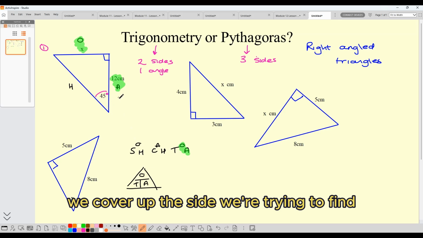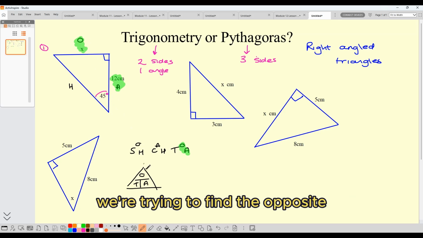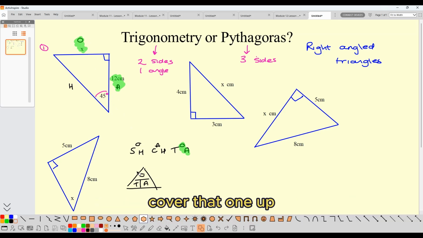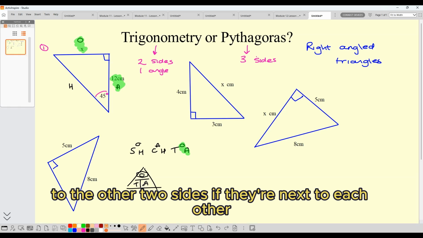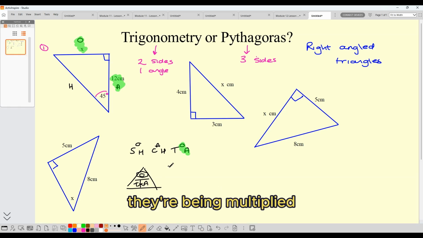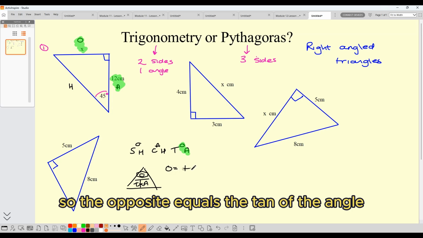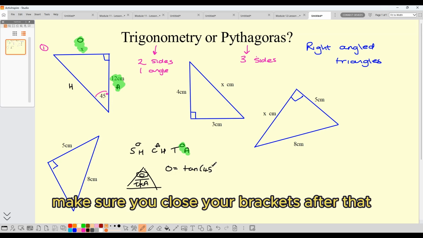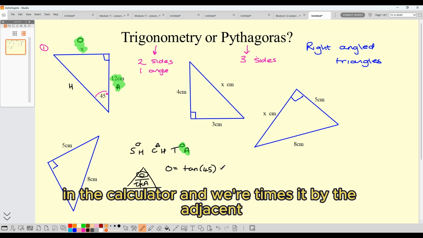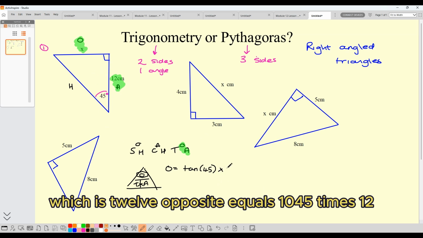We cover up the side we're trying to find. We're trying to find the opposite. Cover that one up. And it will tell us what we need to do to the other two sides. If they're next to each other, they're being multiplied. So the opposite equals the tan of the angle, in this case 45. Make sure you close your brackets after that in the calculator. And we're timesing it by the adjacent, which is 12. Opposite equals tan 45 times 12.